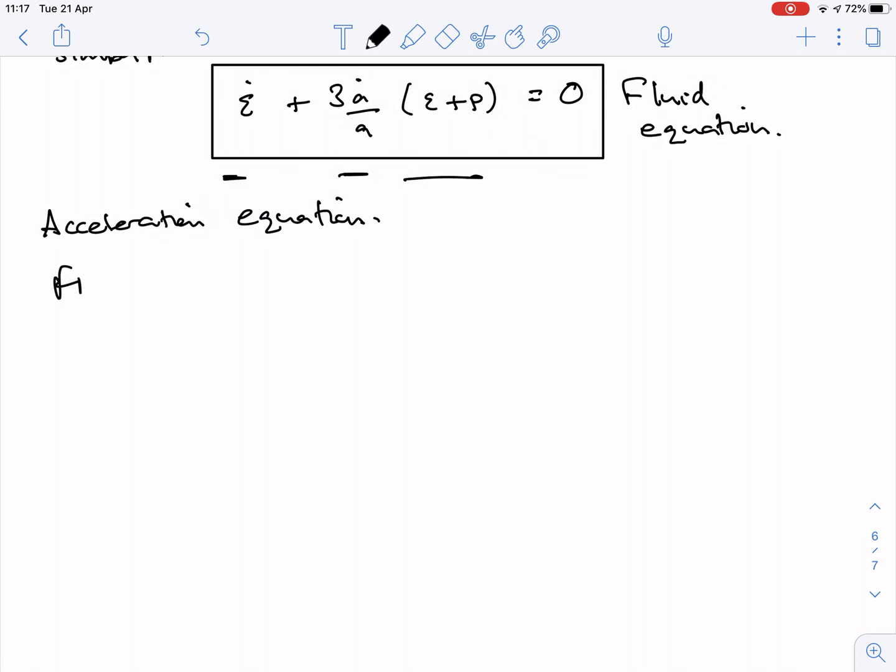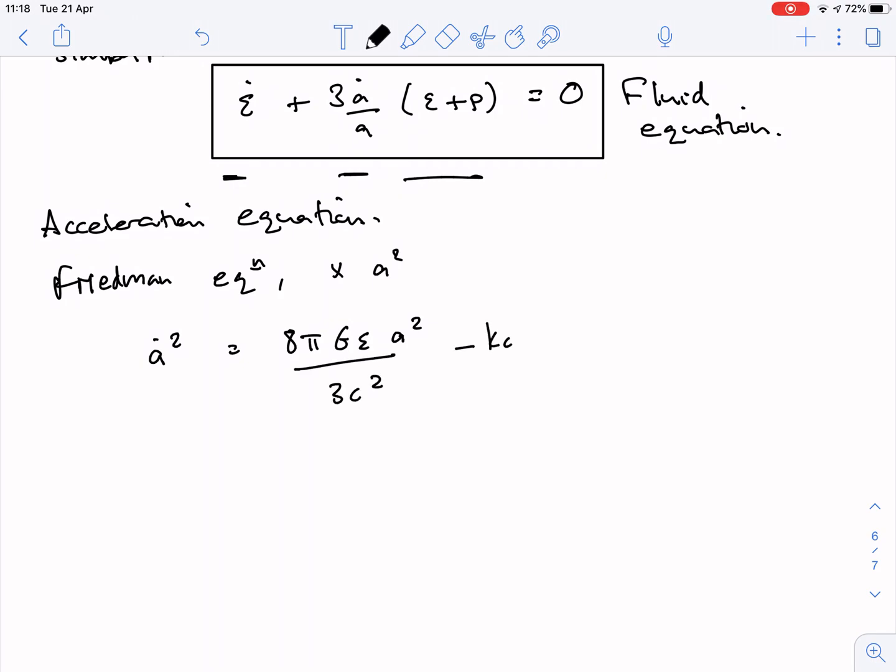So if I take the Friedmann equation, and I just multiply it by a squared, it becomes a dot squared equals 8 pi G epsilon a squared over 3c squared minus kc squared over r naught squared. And now I'm going to differentiate with respect to time. And that's of course important because I've got acceleration. So here I have an a dot. That's basically a velocity. I want an acceleration. I need to differentiate it again.